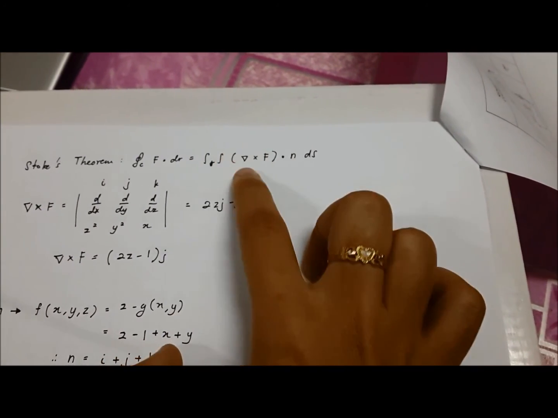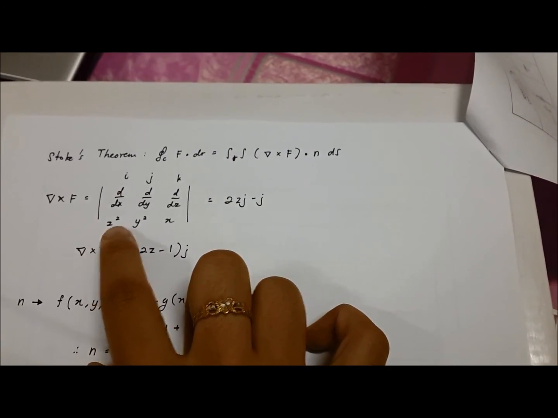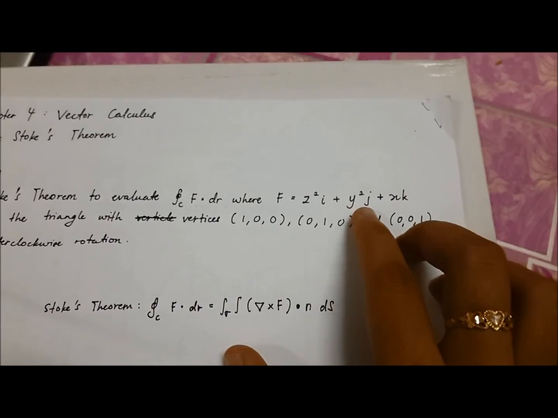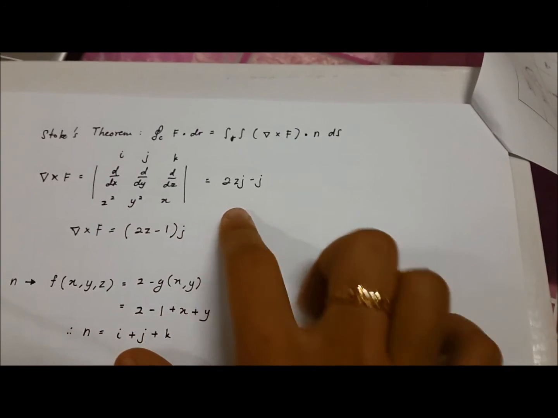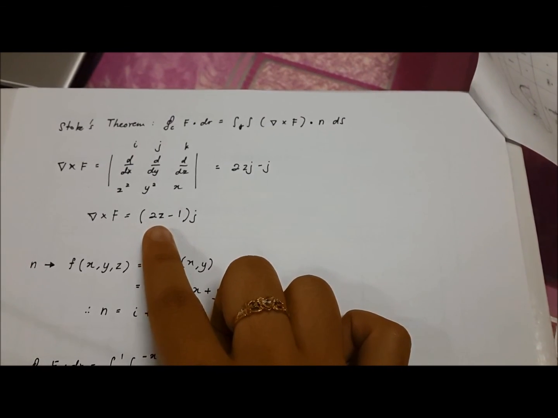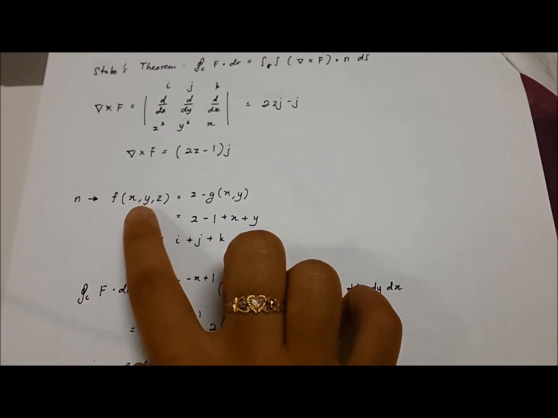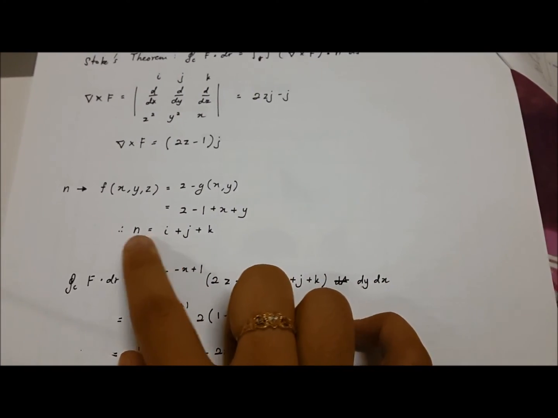To find curl F, we have to use a matrix, with z square, y square, and x found in this question, F equal to z square i plus y square j plus x k. After we do this, we obtain the equation, which is 2z minus 1 j. To find n, we use f(x, y, z), and we got the answer n equal to i plus j plus k.